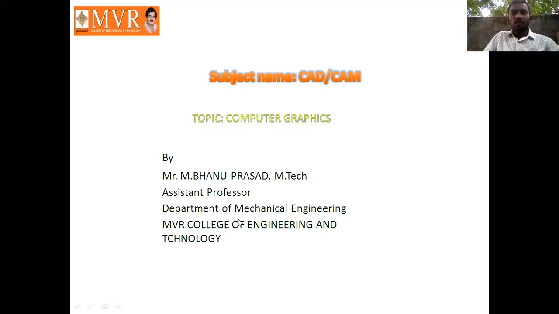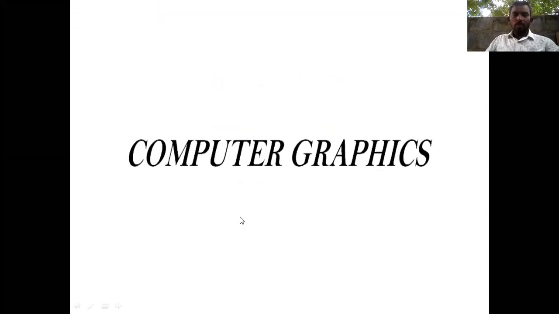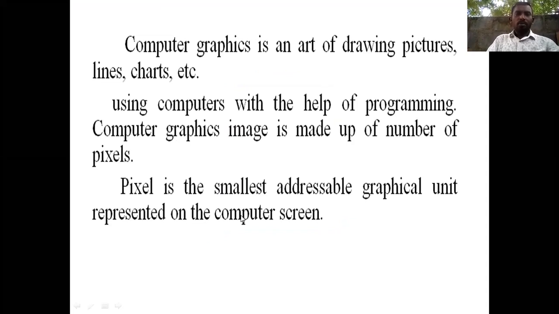Today we will discuss computer graphics. Computer graphics is an art of drawing pictures, lines, and charts. First is drawings, next is pictures, and next is lines and charts. This is known as computer graphics.